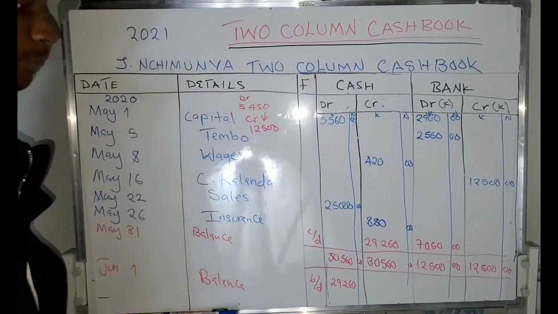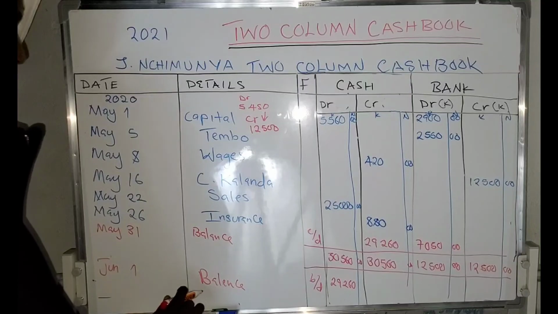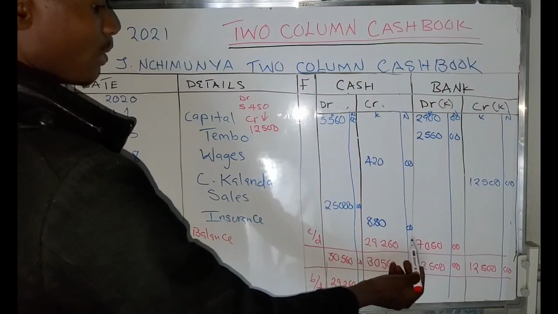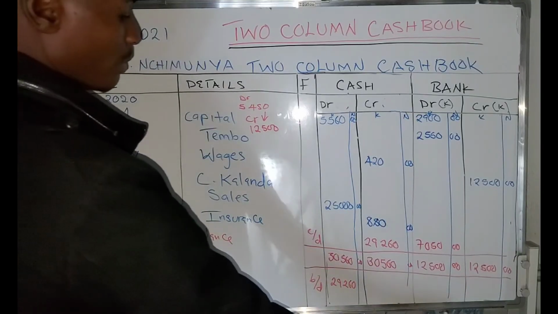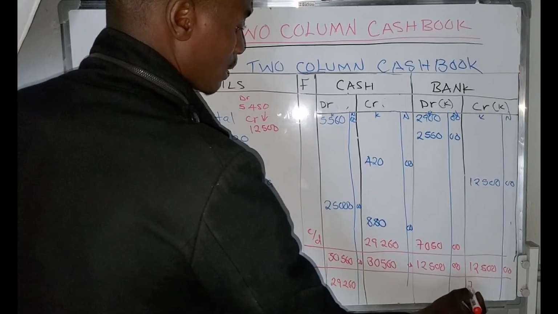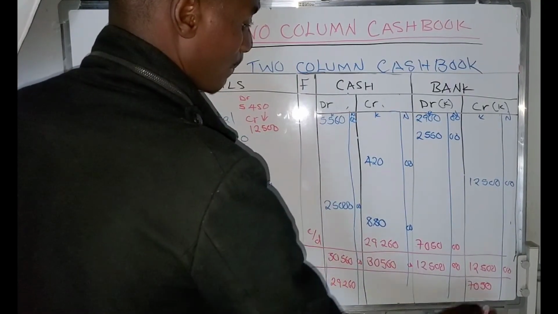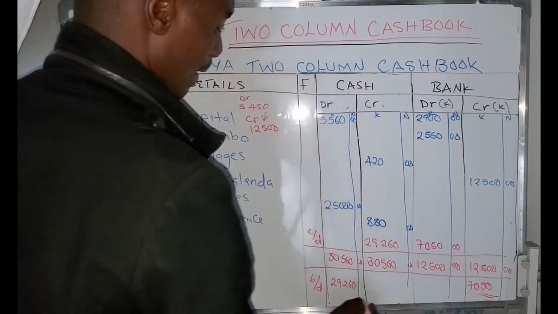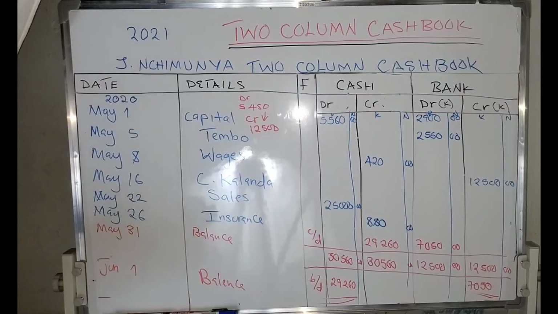Now, listen. Like I said here, if the balance carried down is on the debit side, the balance brought down will be on the credit side. It's opposite. So it will be this side, which is 7,050. Okay? So this is the end. This is how you prepare a 2-column cash book.